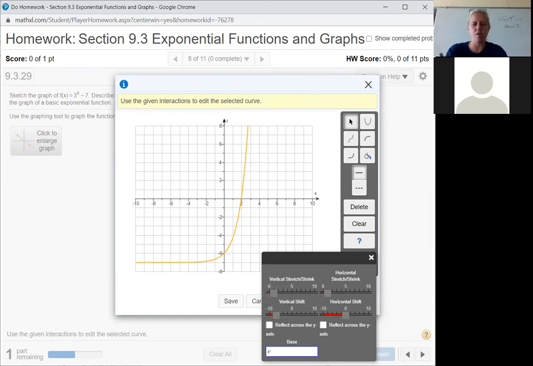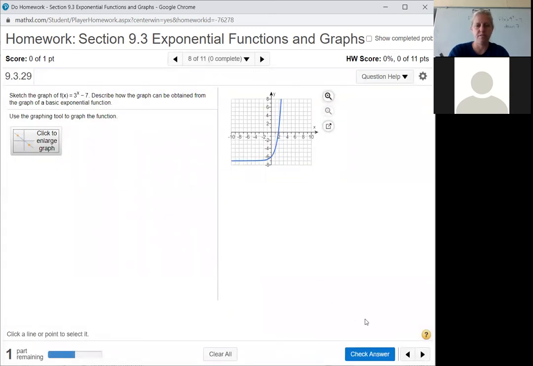Now, here's the other thing I want to show you. All of these graphs, look down here in the box below where it says base. They're all going to have an E there. What is our base of this graph? If you come back and look up in the problem, this number right here, that 3, that's what you need to tell it down here. Instead of base E, you want to change your graph to base 3. And then hit save.